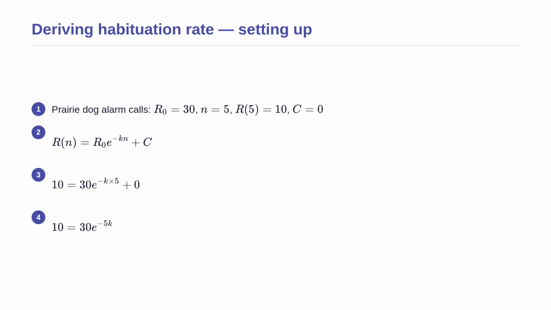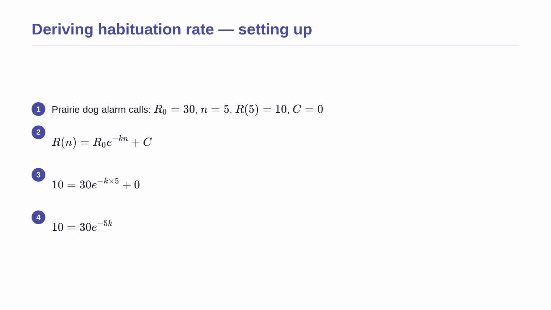This successful calculation leads us to an important question. How do biologists find that habituation rate constant in the first place? Let us derive it using a scenario with prairie dogs. These animals give loud alarm calls when they spot predators, but they habituate to harmless humans. Imagine a colony where the initial number of alarm calls per human is 30. After 5 humans pass by, the calls drop to 10. Assuming the baseline response is 0, we need to calculate the habituation rate constant, K.